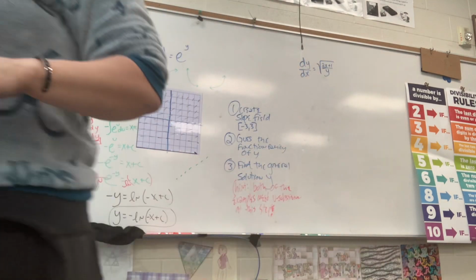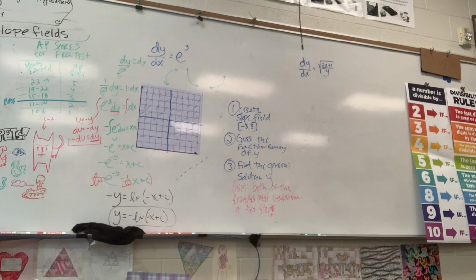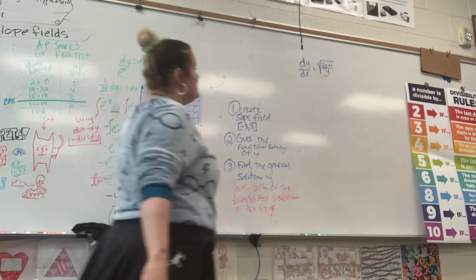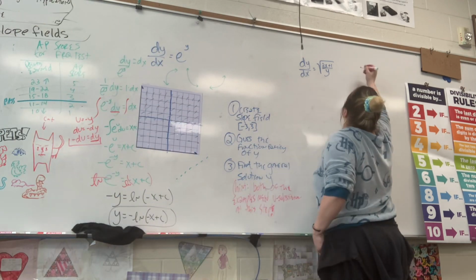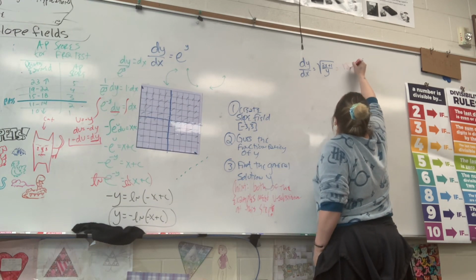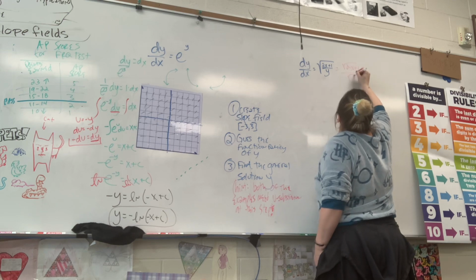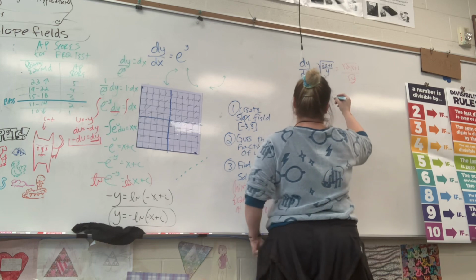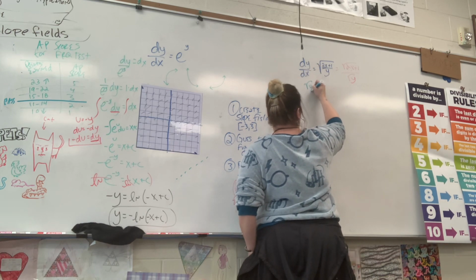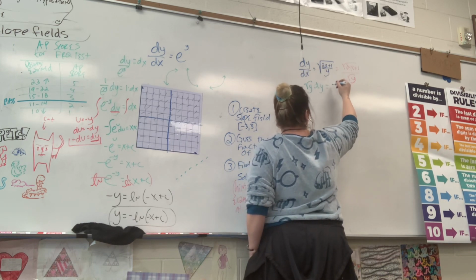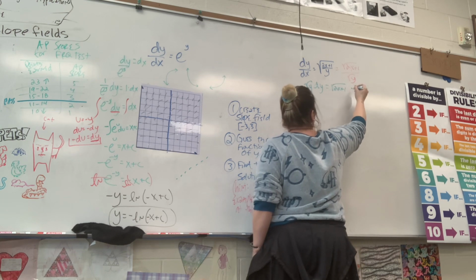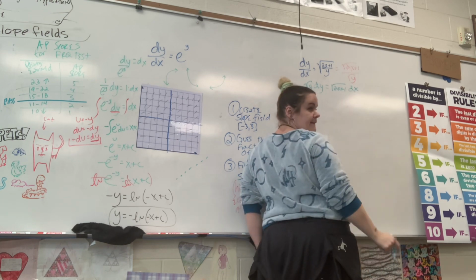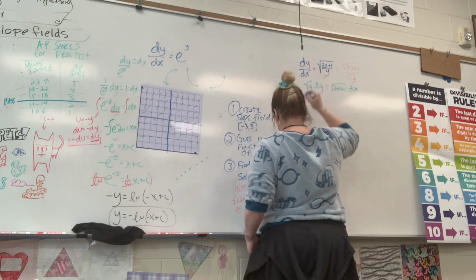Curtis, give me your slope field. Okay, so Curtis is going to give me a slope field, and then I'm going to start going through the algebra to get the general solution. Okay, so I'm going to get square root y dy equals square root 2x plus 1 dx. Is that all right?